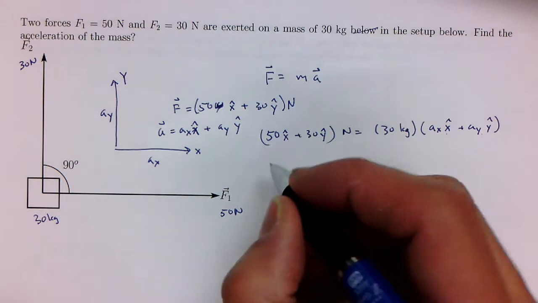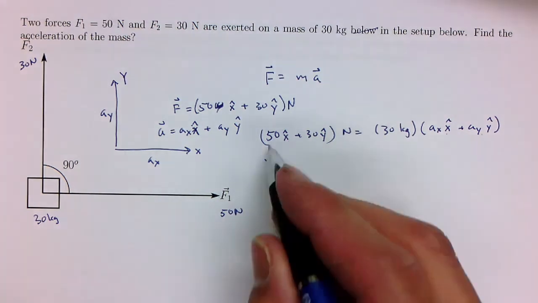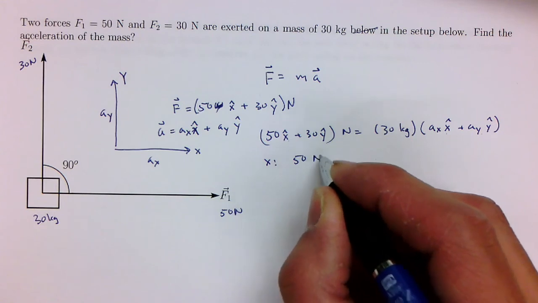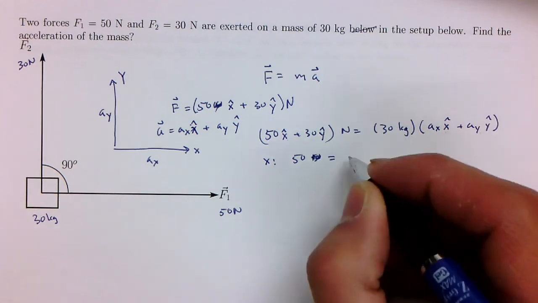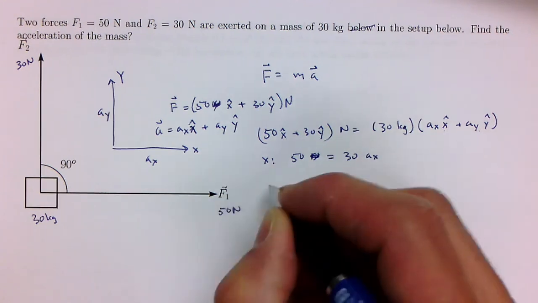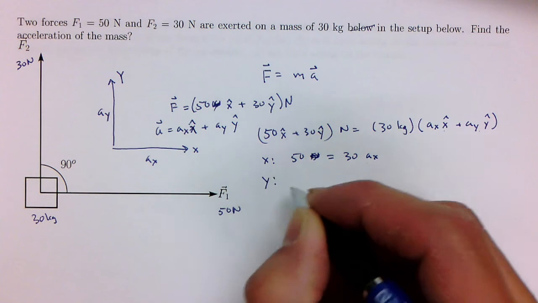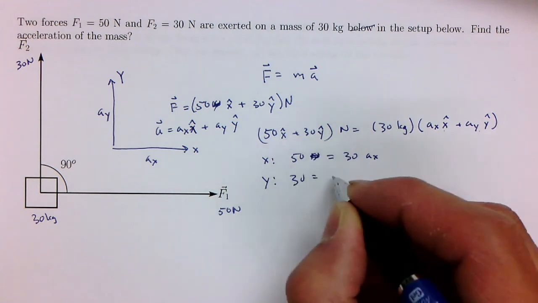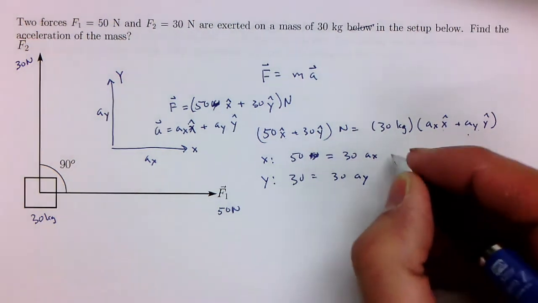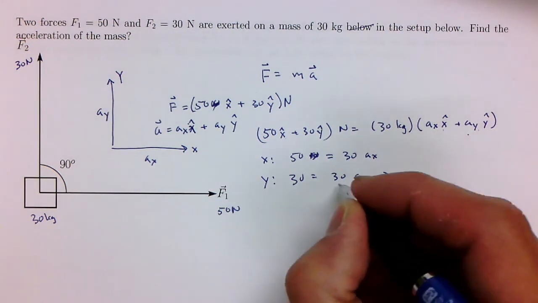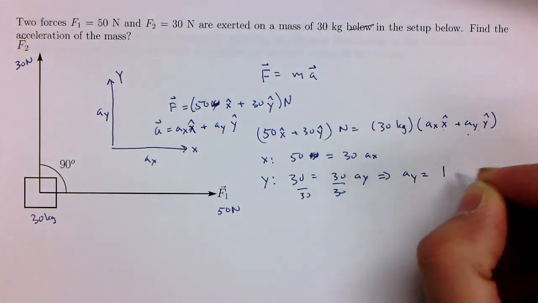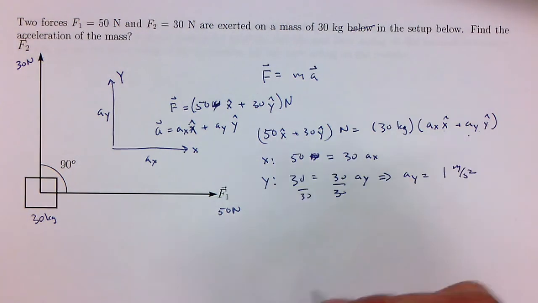So let's write down the x component first. Let's look at everything with an x hat. This is going to be 50 newtons equal to 30 times ax. And in the y direction, this is going to be 30 equal to 30 ay. So if I divide by 30 here, ay is equal to 1 meter per second squared.